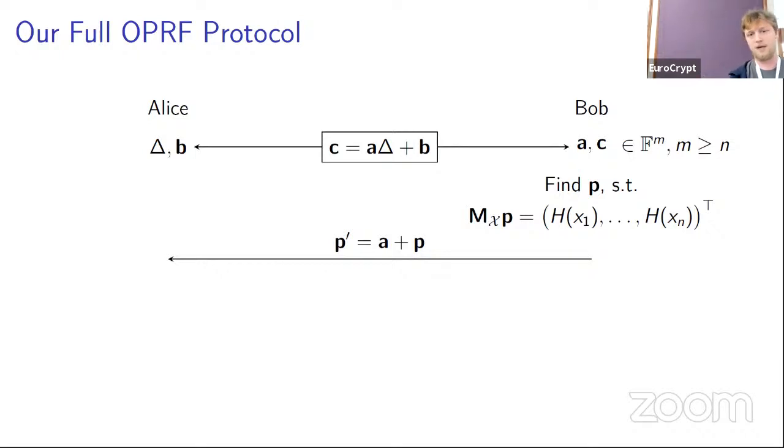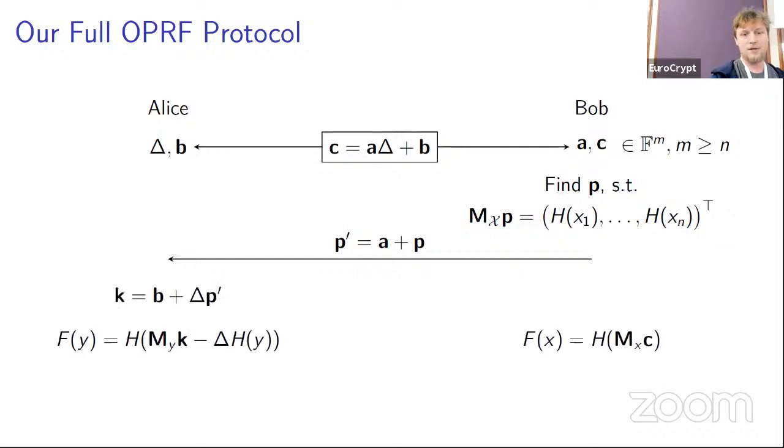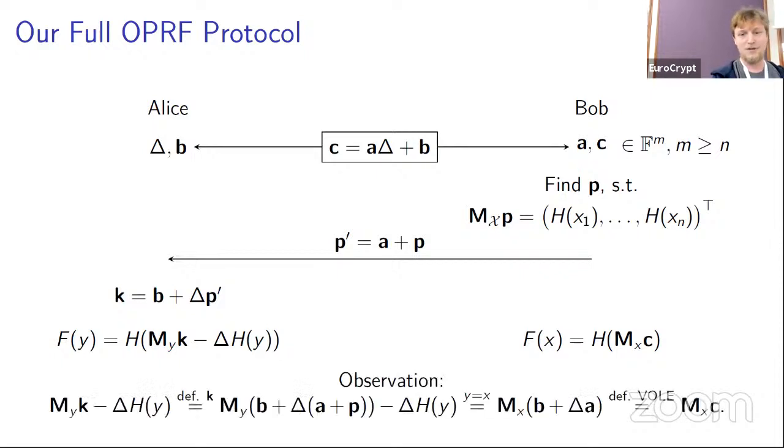And here M_X is a public matrix. So given any set of elements X, everybody can publicly compute this matrix M_X. So assuming we have that, and assuming Bob can solve this linear system efficiently, he can just hide his solution with the output of the vector OLE correlation and send it over to Alice. Alice can multiply that with her delta and apply her B, and then plug that into a random oracle and get her PRF output. So if you do the math, if two elements are equal, so if on the left side Alice had an element Y that is equal to X on Bob's side, then you will get that the output of this OPRF will in fact be equal.